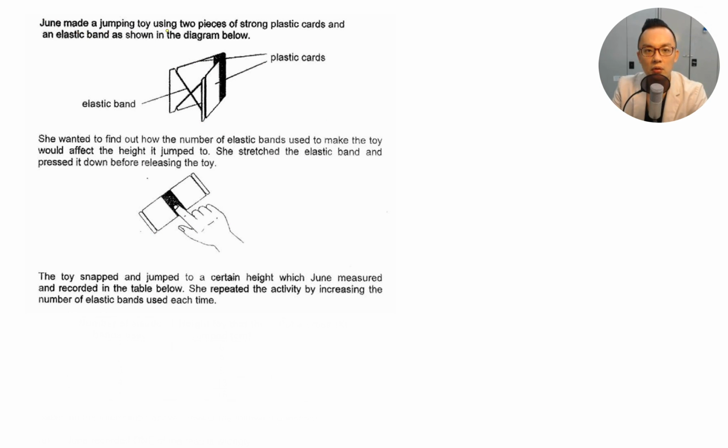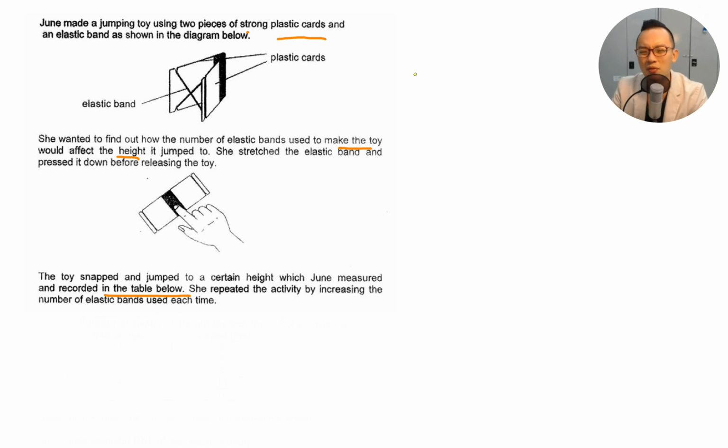June made a jumping toy using 2 pieces of strong plastic cards and an elastic band. She wanted to find out how the number of elastic bands used to make the toy would affect the height. So she stretched before she released. The toy snapped and jumped to a certain height, which June measured and recorded in the table below. She repeated the activity by increasing the number of elastic bands.